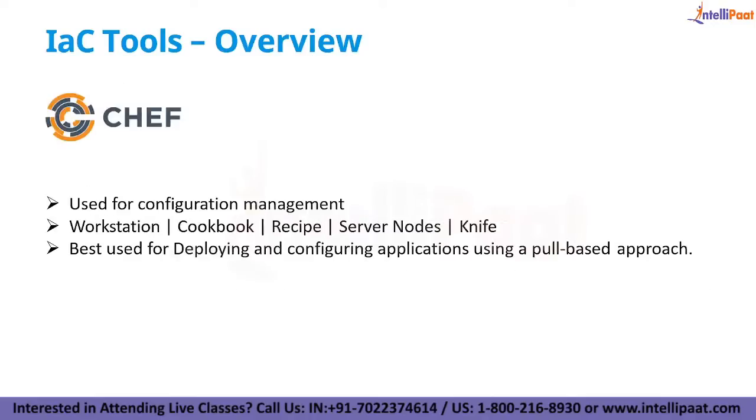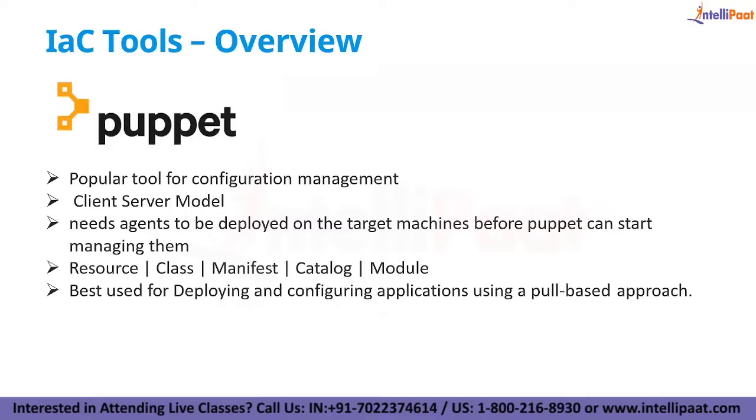Chef is also used for configuration management, with the exact same recipe as what Ansible does. Puppet is similar, but it uses a client-server model: the server is Puppet, and on the client, every machine, we have to install some tools. Suppose I have 100 machines and I have to install Puppet on all of them. What is the sense of that?